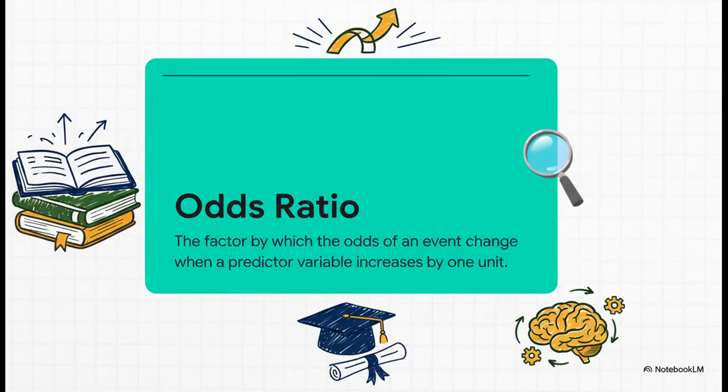So what is this odds ratio? It's just a multiplier, that's it. It tells you how the odds of getting admitted change. If the odds ratio is 2, it means your odds just doubled. If it's 0.5, your odds were just cut in half. See? So much more intuitive.